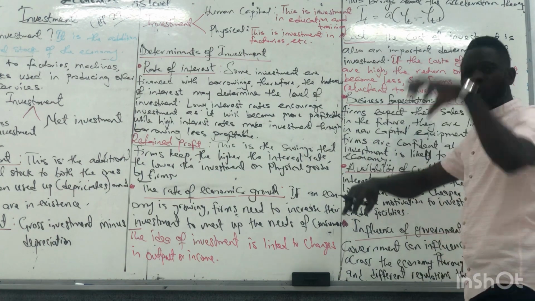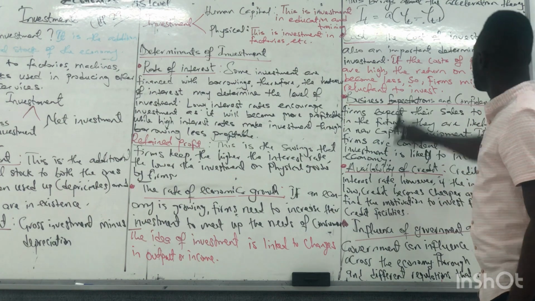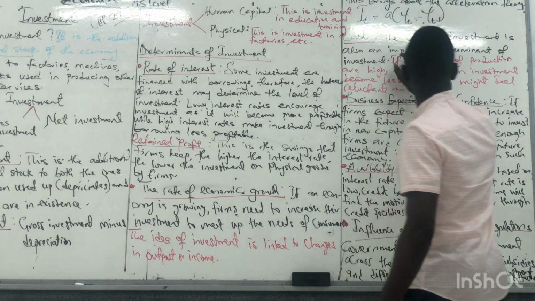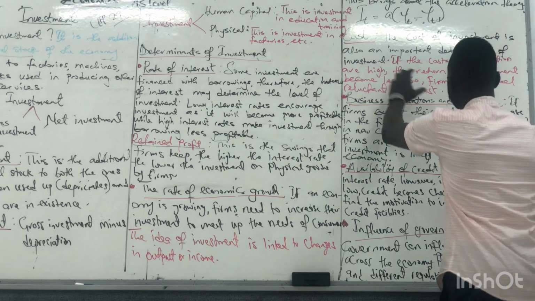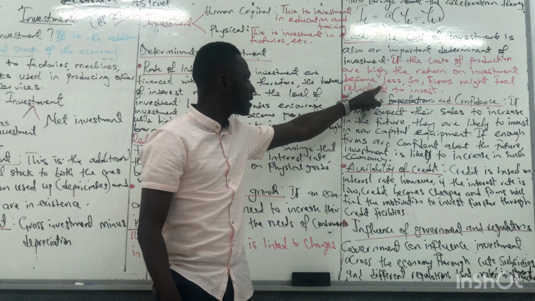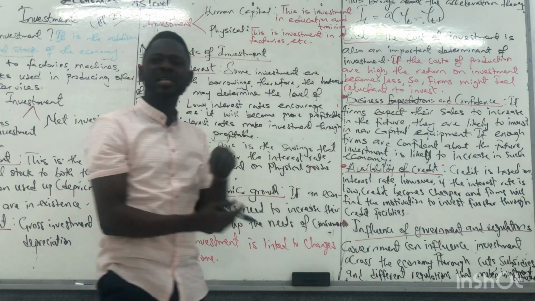The next one is the cost of investment, the amount spent on investment. So the cost of investment is also an important determinant of investment. If the cost of production is high, the return on investment becomes less. The return on investment becomes less. So firms might feel reluctant to invest.